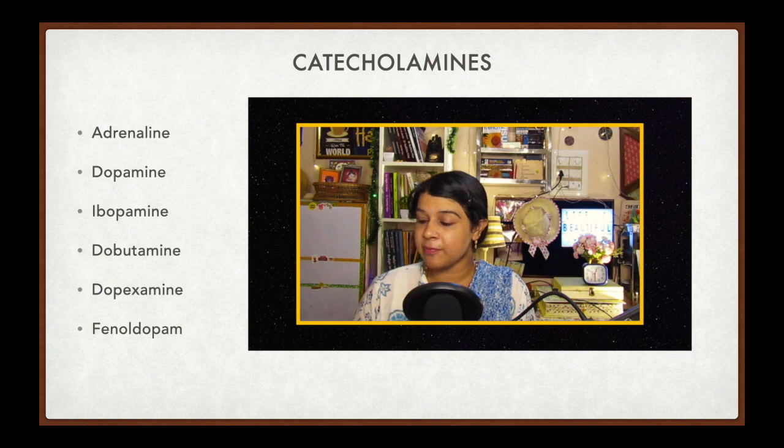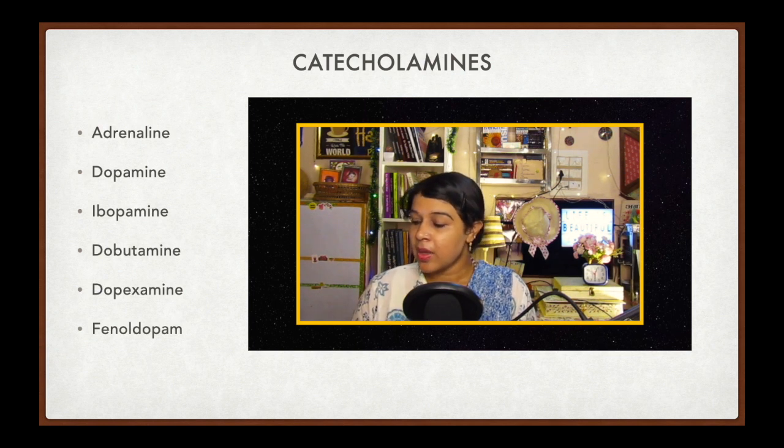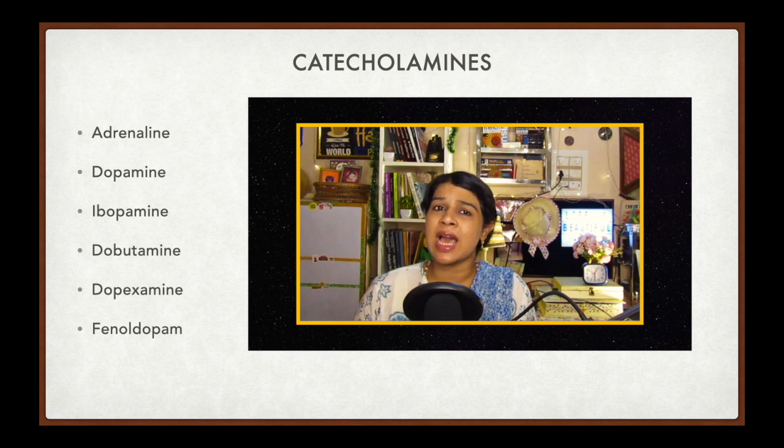Alpha 1, alpha 2, beta 1, and beta 2 receptors. And noradrenaline does not have a similar kind of activity. It has very poor beta 2 activity. So what are the receptors on which noradrenaline mainly acts? Alpha 1, alpha 2, and beta 1. What about isoprenaline? Isoprenaline has very little alpha activity. It mainly acts upon beta 1 and beta 2 receptors.